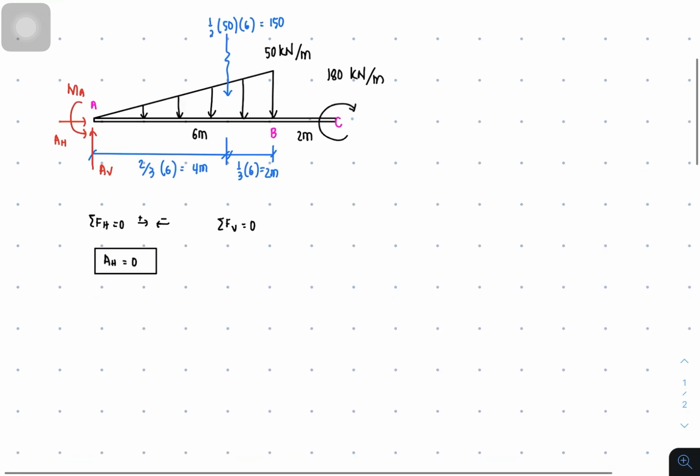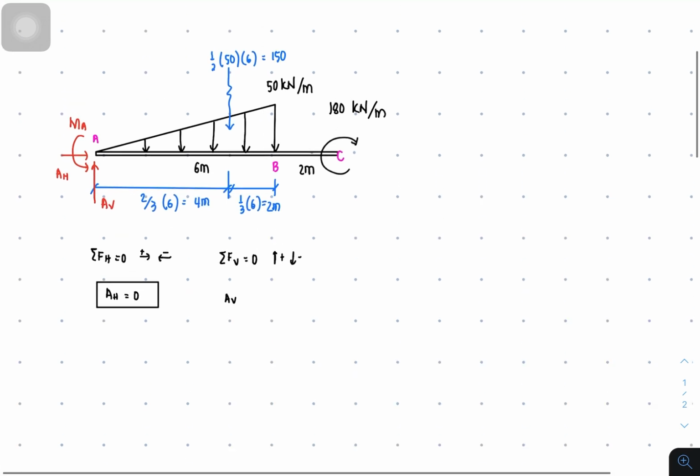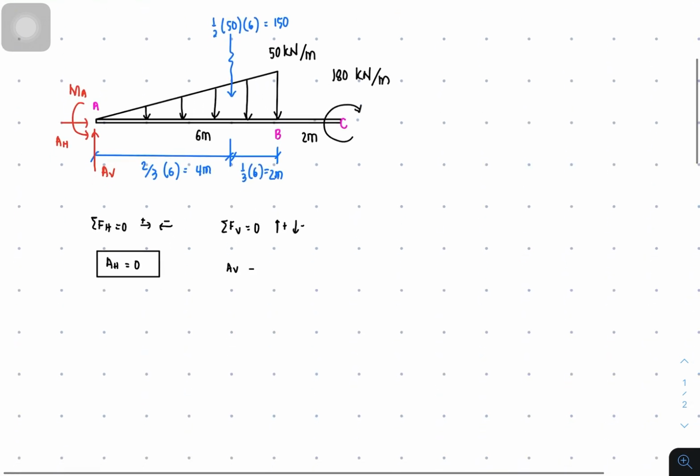Okay, so we're done. Upward as forces positive and downward negative. So what are the forces vertical? You have AV. AV is upward and downward 150. And that's equal to 0.